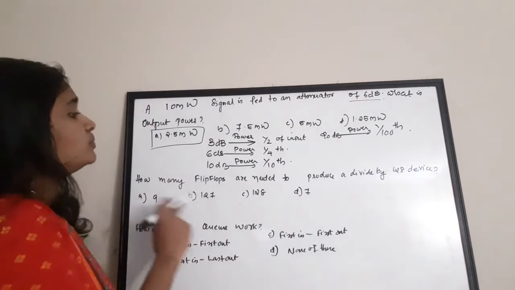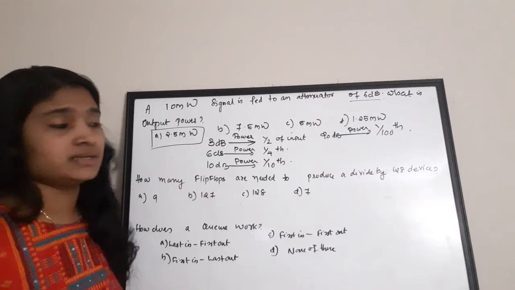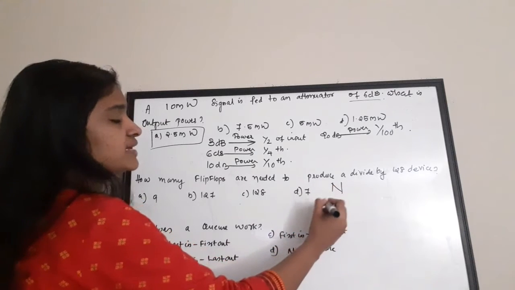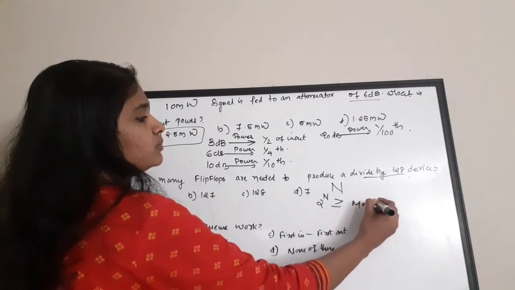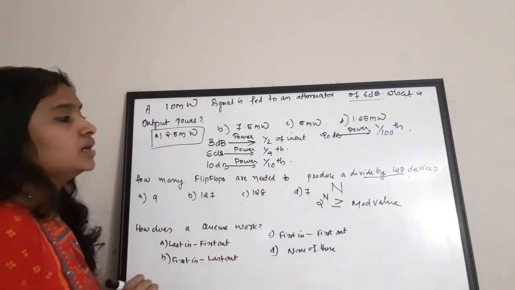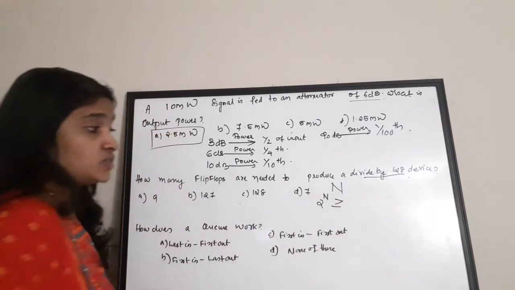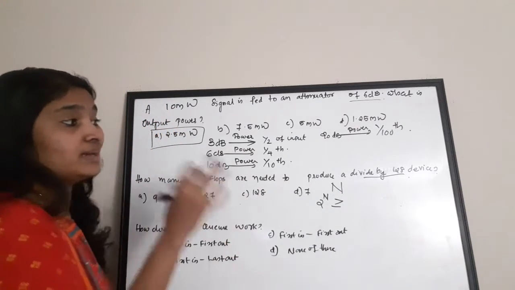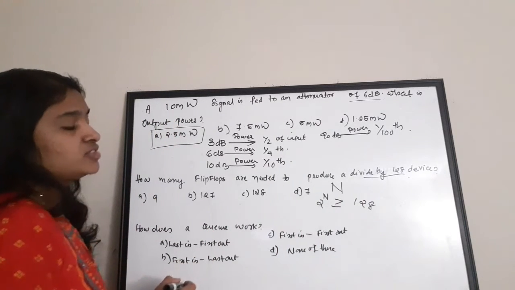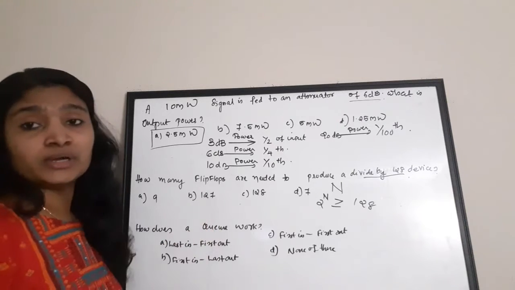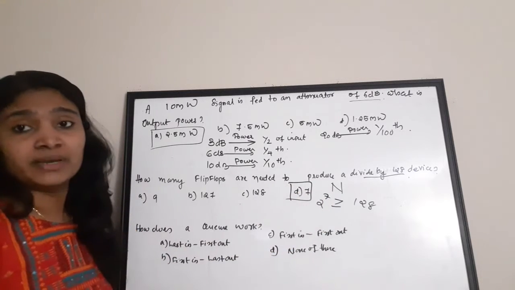Next question. How many flip-flops are needed to produce a divide by 128 device? You can also write this as a mod 128 device. So if n is the number of flip-flops, then the relation is 2 raised to n should be greater than or equal to the mod value. Here the mod value is 128. So we have to try various values of n so that 2 raised to n is greater than or equal to 128. Now what is the value of n which gives 2 raised to n equal to 128? It is 7. So you can take 7 flip-flops to produce a divide by 128.